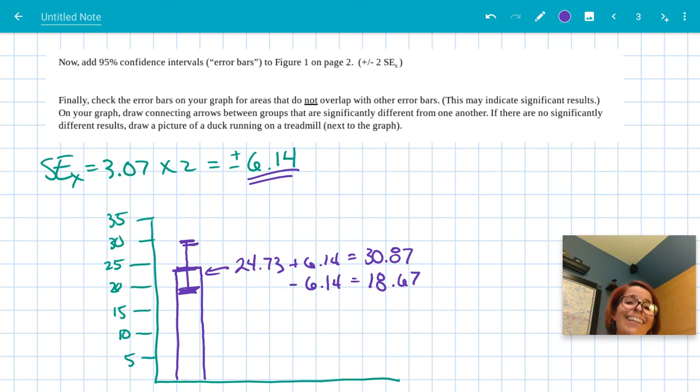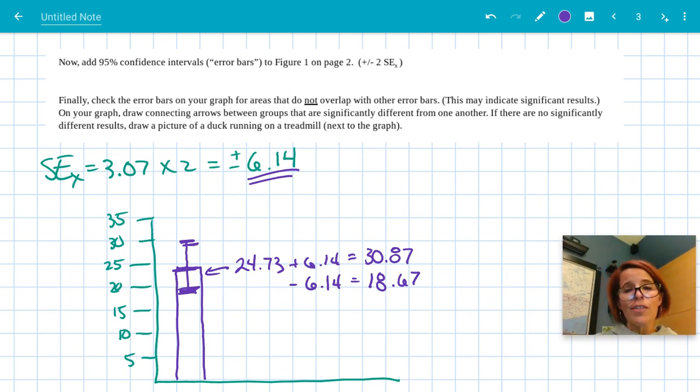So if we did like 10 trials, can you imagine that maybe the mean would be a little bit higher or a little bit lower, depending on how, maybe the person got faster or something like that. If the trials changed a little bit, we could imagine the mean changing a little bit. So what we're saying is after 3 trials, we have 95% confidence that the mean would fall somewhere between 30.87 and 18.67. Well, those are pretty huge error bars.